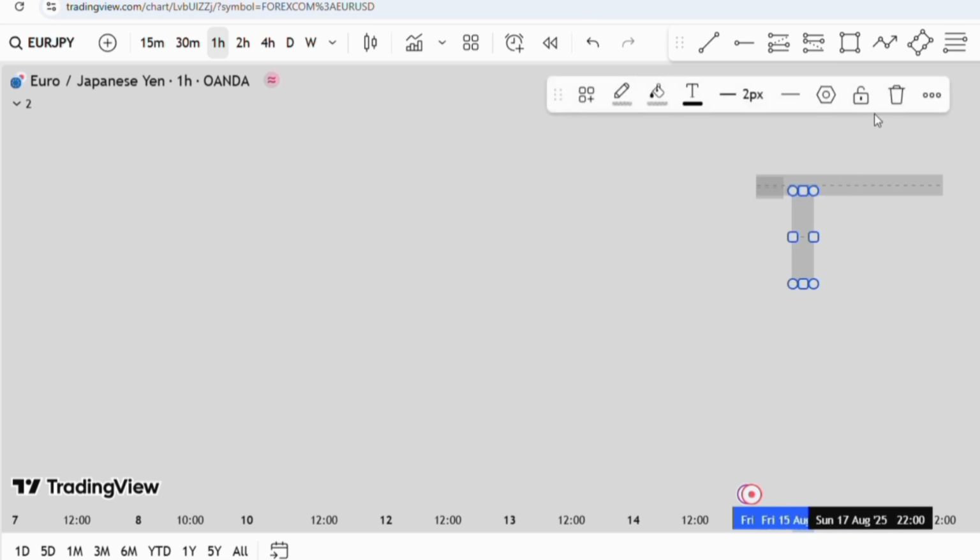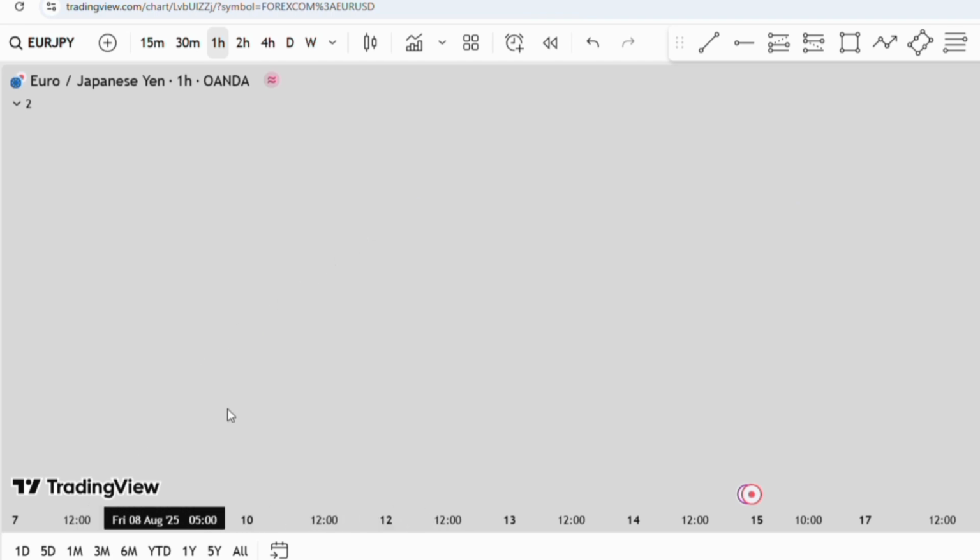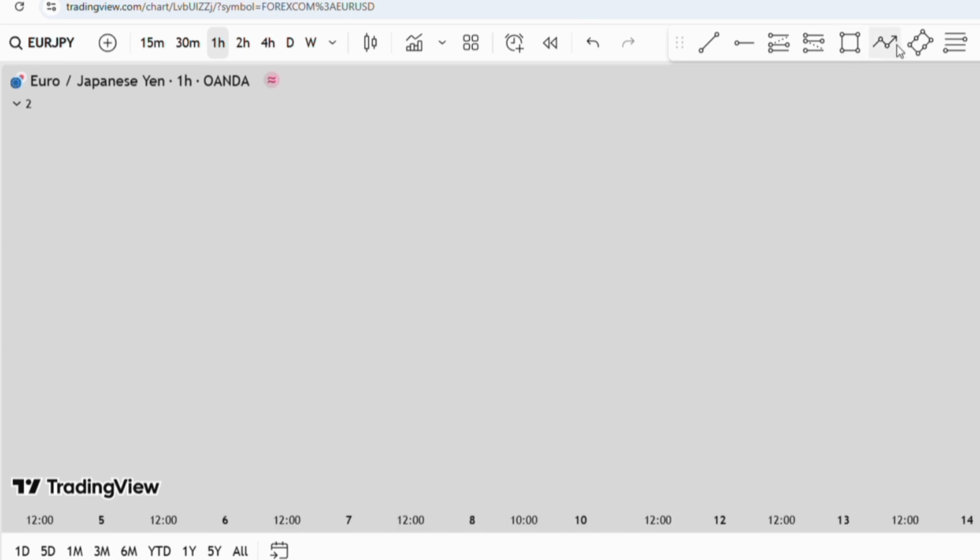Now you all know what a break of structure means. It is a sign that shows a continuation of the trend, whether it be an uptrend or downtrend. It's just a continuation of the trend. You understand that? So now, marking out your break of structure, we have three types of structure: the bullish structure, bearish structure, and the consolidation.